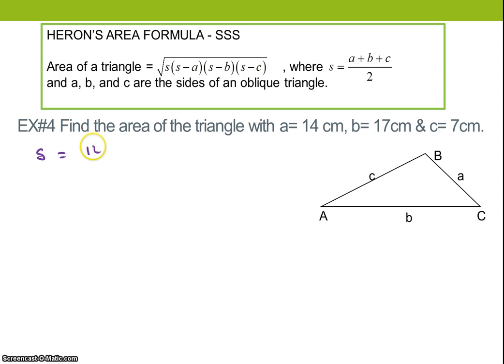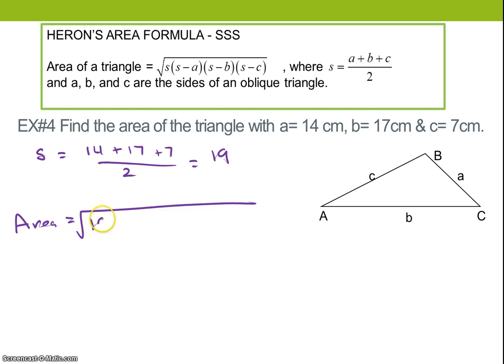So I sum the three sides, 14 plus 17 plus 7, and I'm going to divide that by 2. So when I take those three and divide by 2, it's 38 over 2, or 19. So now I can go ahead and find the area, and the area is the square root of S, which is 19, S minus A, 19 minus 14, S minus B, 19 minus 17, and S minus C, 19 minus 7.